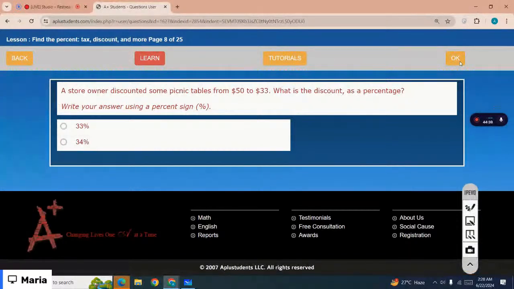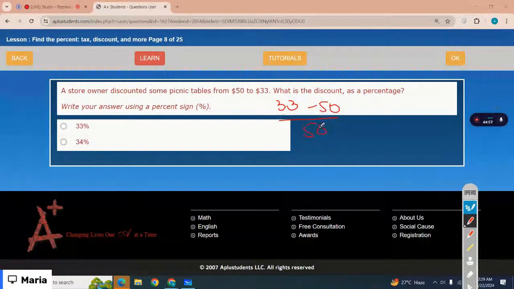A store owner discounted some picnic tables from $50 to $33. What is the discount as a percentage? You have to calculate the discount percentage, right? So that is discounted to 33 from 50.